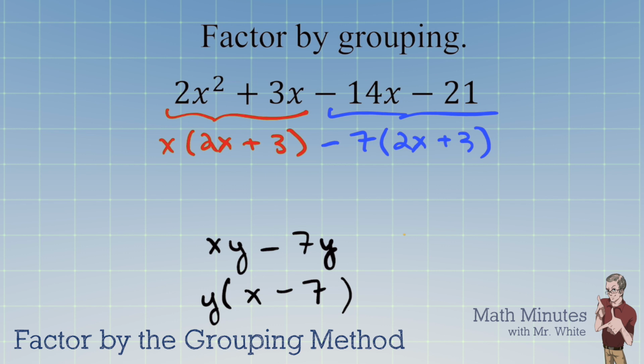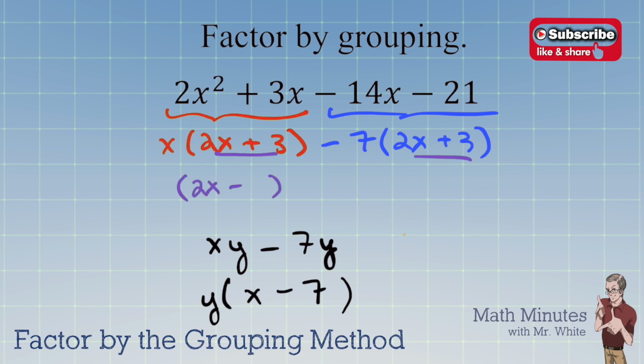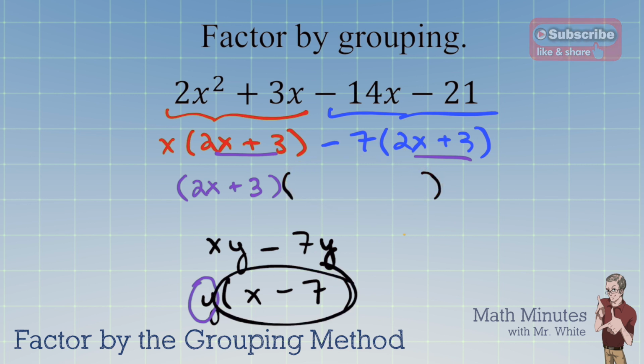So up above, back up here, what did we say they have in common? They both have this 2x plus 3. That's a little bit like the y down below. So what do we do? We take that thing and we write it out front. 2x plus 3, just like we wrote the y out front down below. Now, what do we put inside the second set of parentheses? Just like we did down below, we had x minus 7 left over. We have x minus 7 left over here. So we put x minus 7 in there.